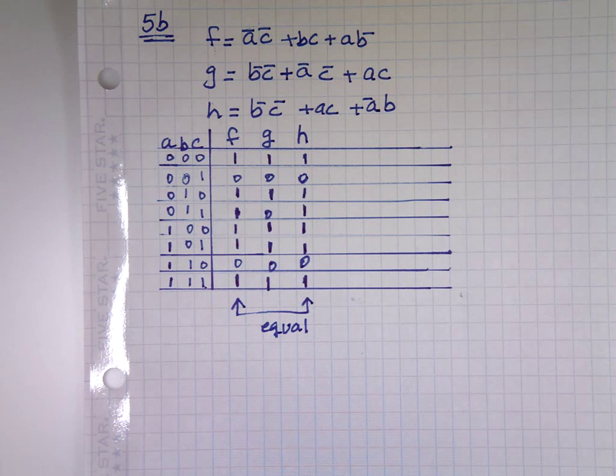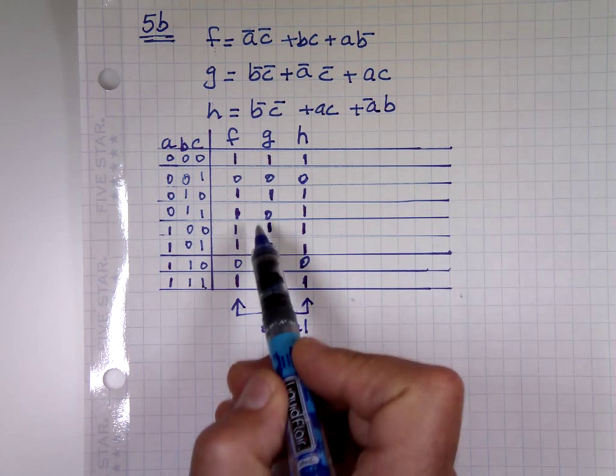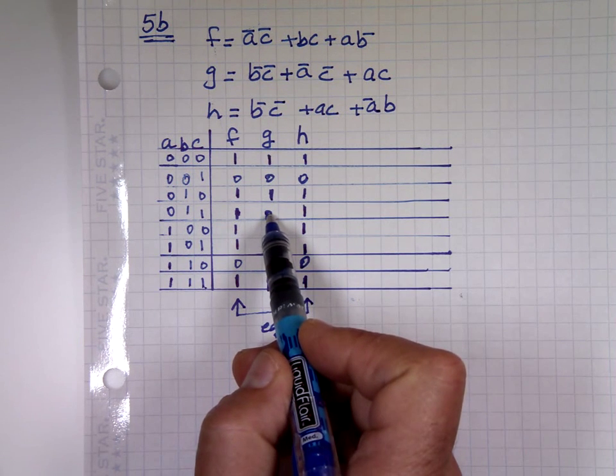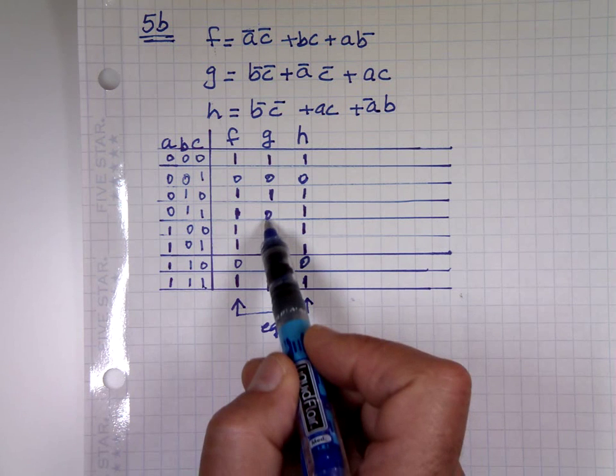So it's not equal because there's one that's different, correct? F and H are equal. Yep. G is not. You get that 0 here, supposed to be 1 to be equal. So everything was fine except that location. That's where G is different.